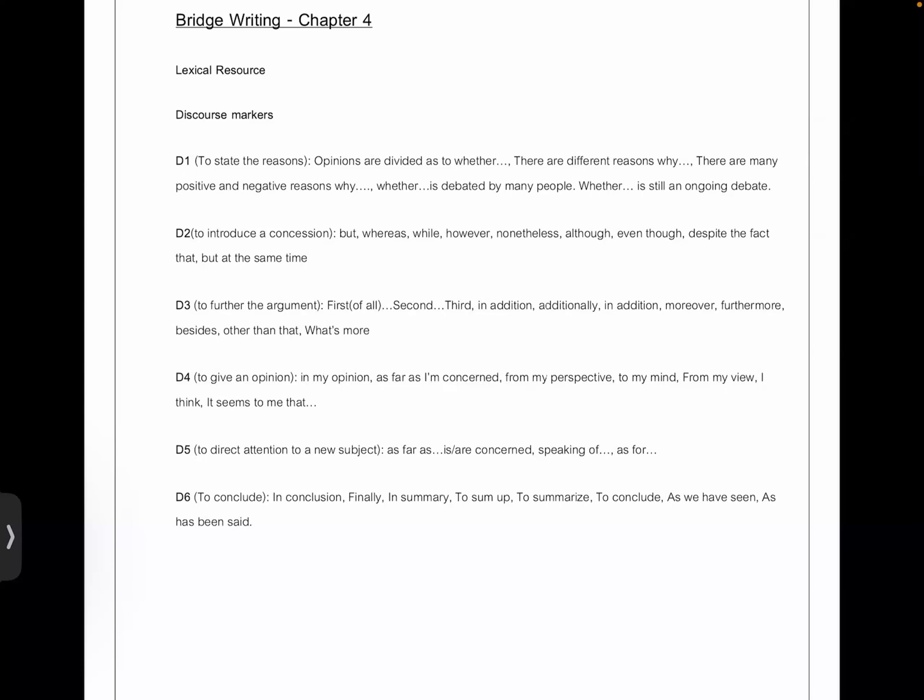D4 is to give an opinion. For example, in my opinion, as far as I am concerned, from my perspective, to my mind, from my view, I think, it seems to me that. So you can use all these expressions to introduce your opinions, which you can do so in the introduction paragraph and again in the concluding paragraph.